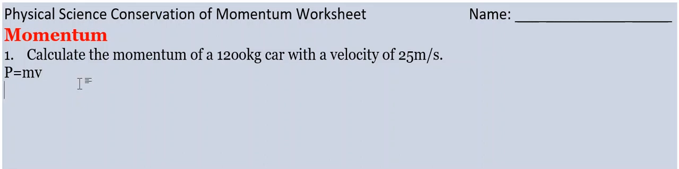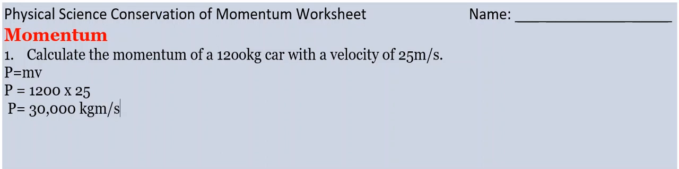Well, to find that momentum, the momentum is equal to the mass, which is 1,200, times the velocity of 25. And what that momentum ends up being is 30,000 kilogram meters per second. All right, so there's hopefully a little bit of review there over momentum where we took the mass, the 1,200, times the velocity of 25.